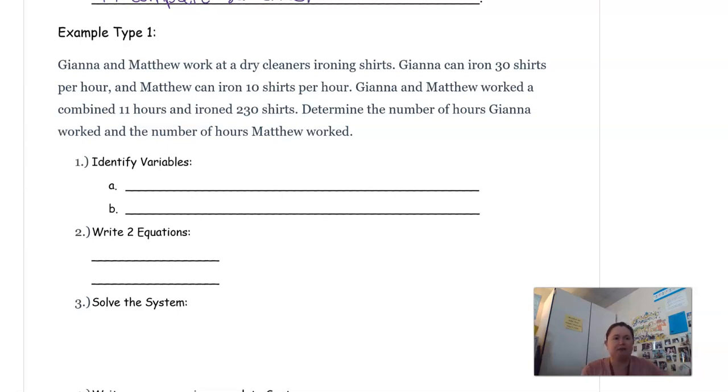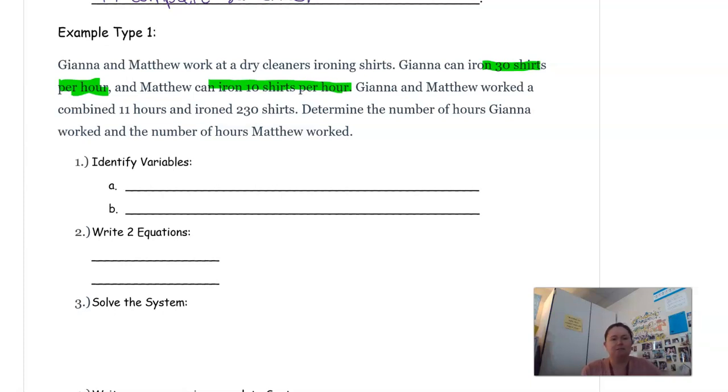information. So, Gina and Matthew work at a dry cleaner's ironing shirts. Gina can iron 30 shirts per hour. So right here, I might make a note if I was doing this on a paper like you are, that Gina can iron 30 shirts. Well, actually, you guys have this worksheet, but if you didn't have the worksheet, you'd write down Gina, 30 shirts per hour. Okay, and then Matthew can iron 10 shirts per hour. So again, you'd make a little note, Matthew, 10 shirts per hour.